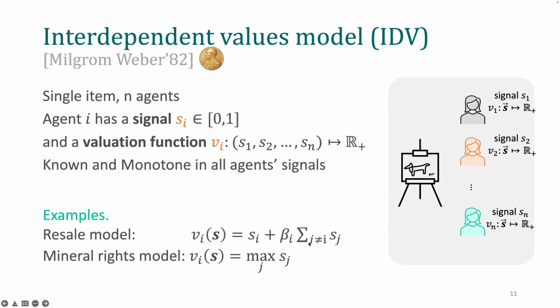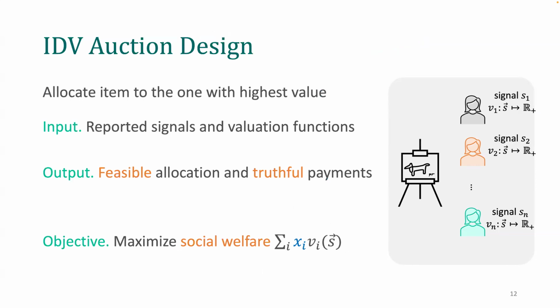And so this model has been really well studied in both the economics and computer science literature, especially in terms of auction design. So you want to figure out how to allocate the item to n agents with interdependent values with the goal of allocating it to the agent with the highest value. So you want to maximize the social welfare.